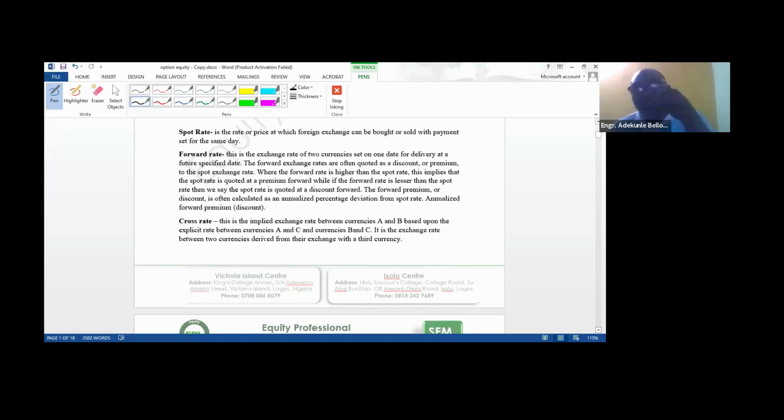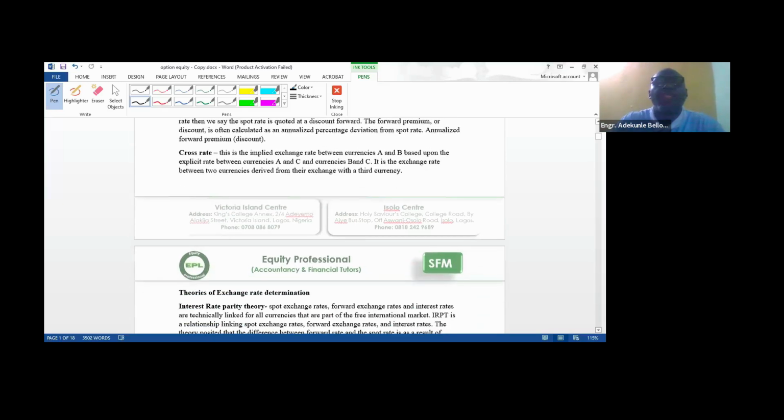Next, cross rate. What is cross rate? This is the implied exchange rate. Cross rate is the implied exchange rate between two currencies based upon the explicit relationship with a third currency.